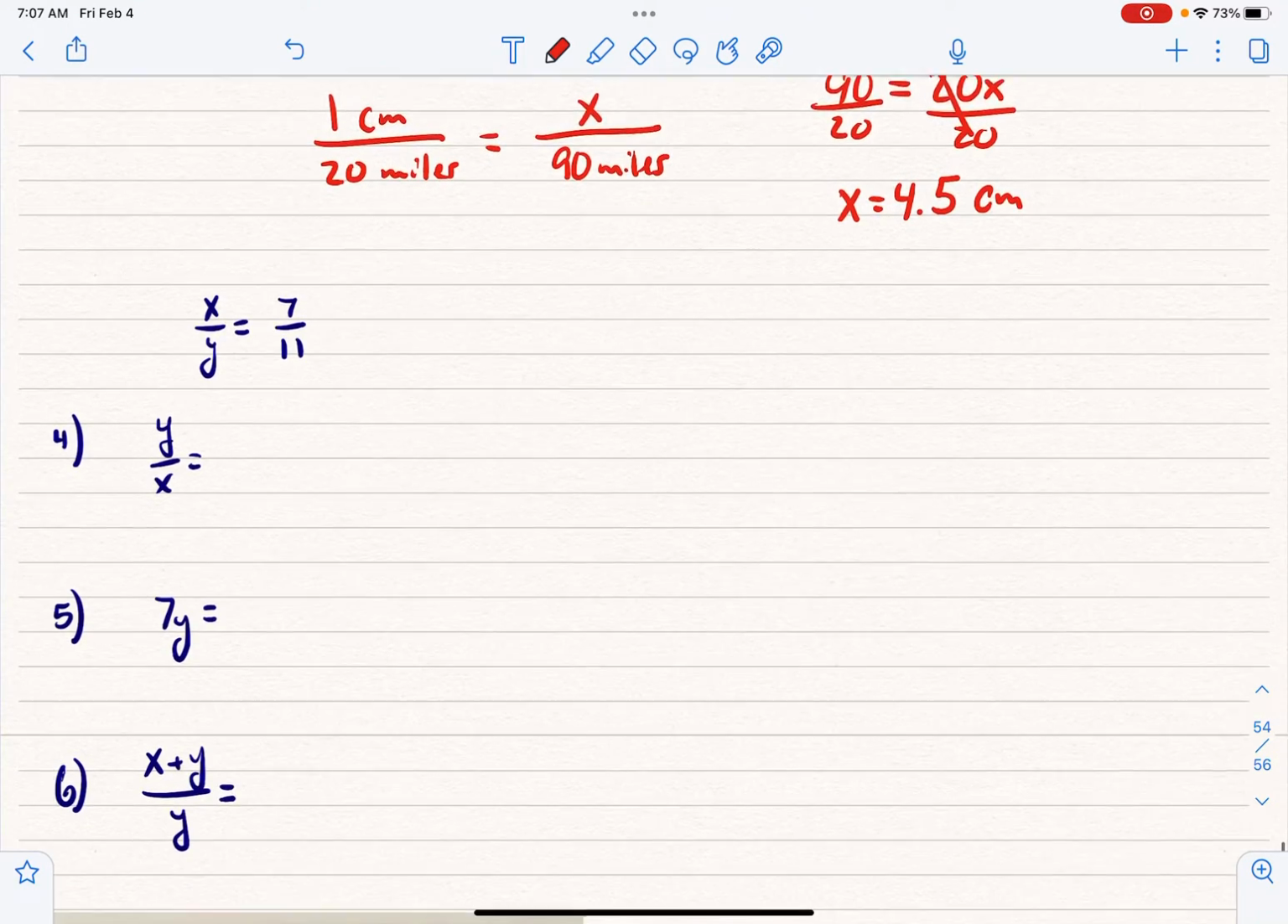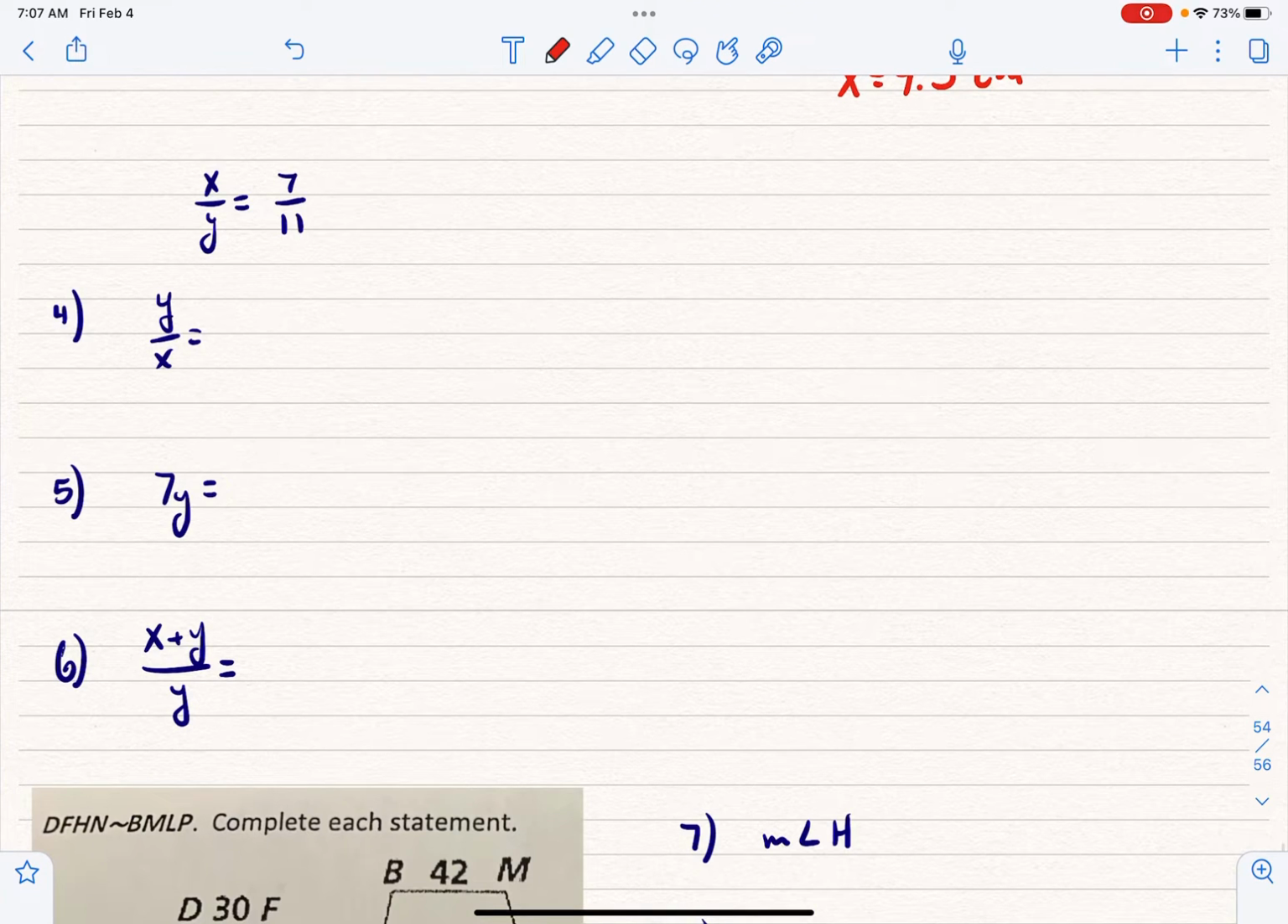All right, the next 3 problems are all based off of this proportion that they gave us. They said x/y is equal to 7/11. That's the truth that we're working from.